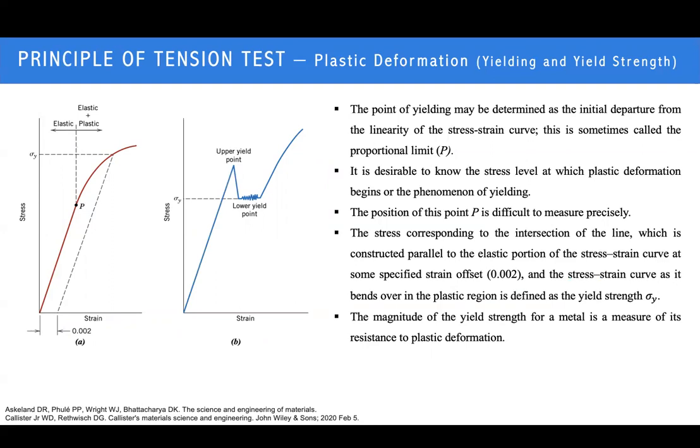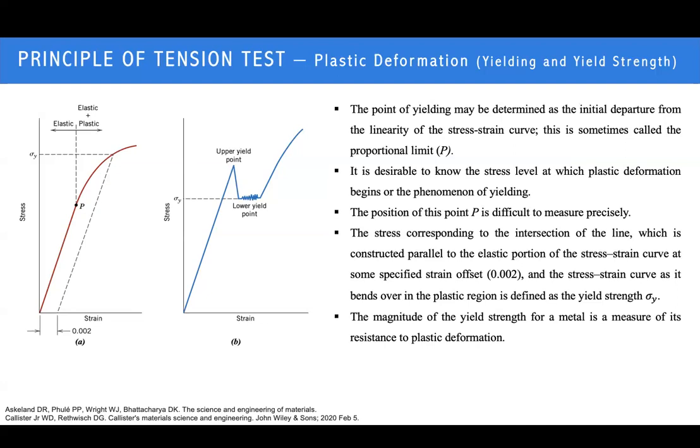It is very difficult to identify the yield point, but normally we use the 0.002 offset on the stress-strain curve, drawing a line parallel to the elastic line, and then we can see the yield strength of the material. But in some stress-strain curves, there will be an upper yield point and a lower yield point.